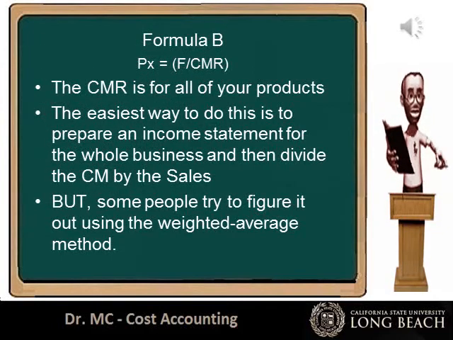As was mentioned earlier, if you want to use Formula B, you need to use a contribution margin ratio that reflects all of the firm's products. As noted above, the easiest way to do this is to divide the firm's total contribution margin by the firm's total sales revenue. Instead of doing this, some students try to calculate a weighted average contribution margin ratio. The next slides show you how you can do this.